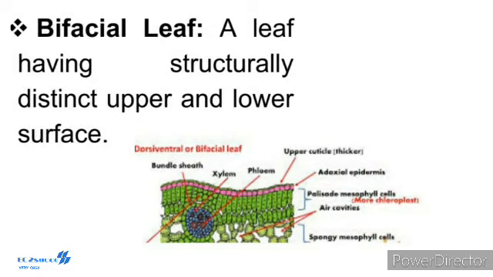Another one: bifacial leaf. A leaf having structurally distinct upper and lower surfaces. So the leaf is called trachyventral or bifacial leaf. These leaves are oriented horizontally with distinct upper and lower surfaces because of unequal illumination on the two sides. Most of the dicotyledonous leaves are trachyventral.